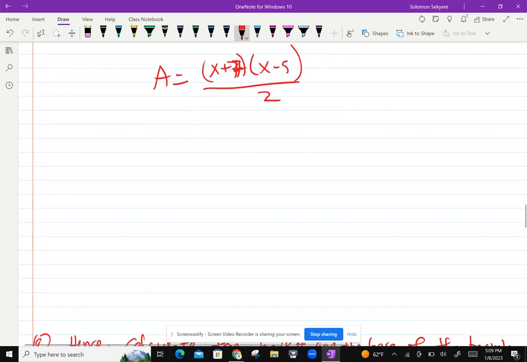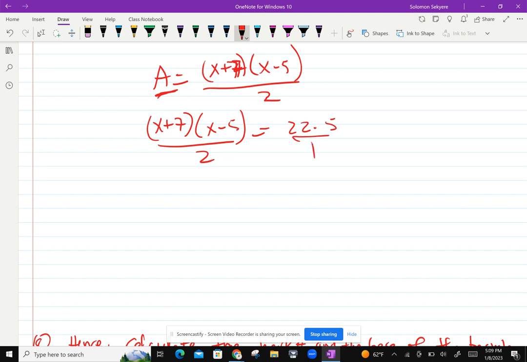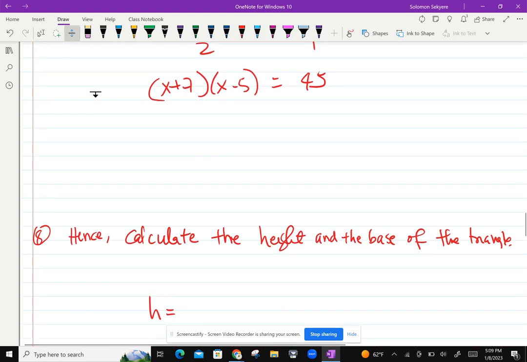Okay. What do we know? We know that x plus 7, x minus 5 over 2. We've been told the area A is 22.5. Okay, so what do we do? How do we solve this? We cross multiply. So x plus 7 times x minus 5 is equal to 45. Are you with me?